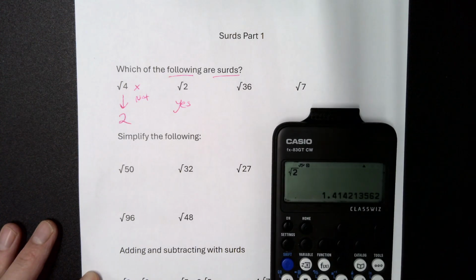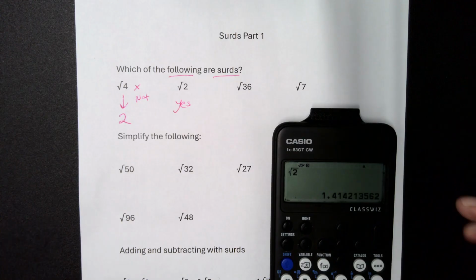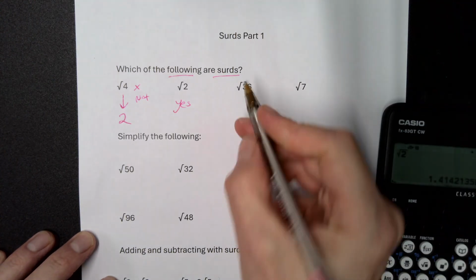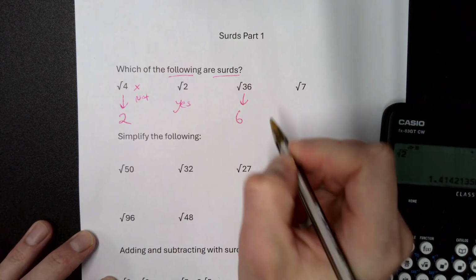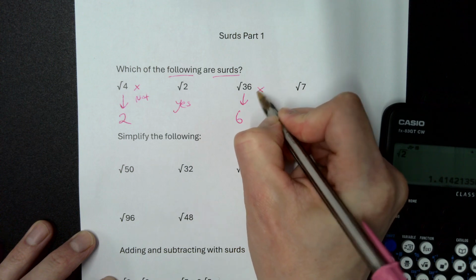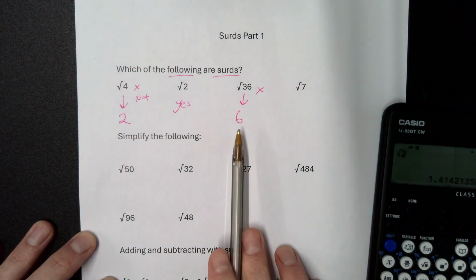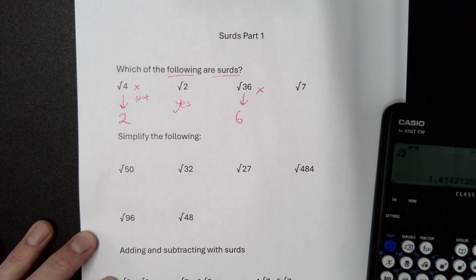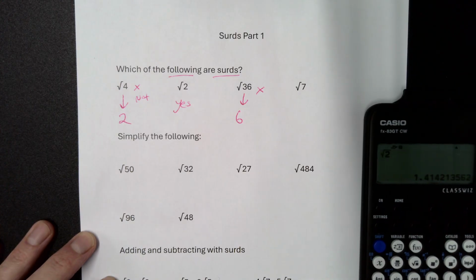Okay, if we have the square root of 36, we know that the square root of 36 gives us 6, so that is not a surd. We get a whole number answer, and no repeating digits.